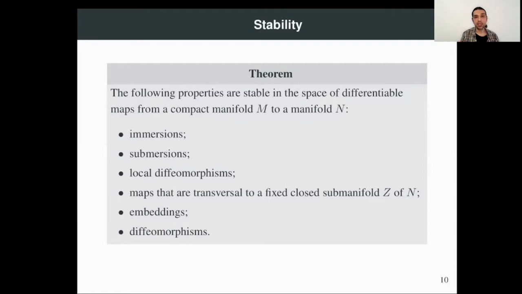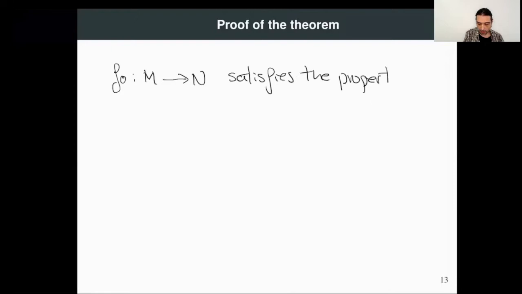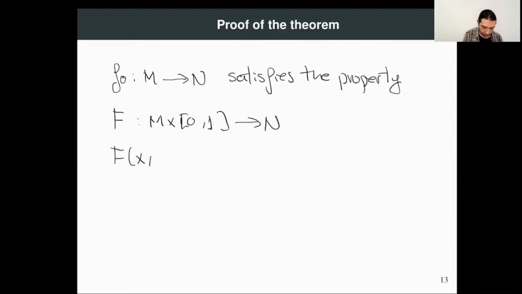What is going to be the approach that we are going to use in order to show these results? In all cases, we are going to consider a map F0, a differentiable map that satisfies the property. In the first case, this property is going to be being an immersion, but it can be any of the other ones. And then we are going to consider a differentiable homotopy F such that F(x, 0) is F0(x) for every x in the manifold.